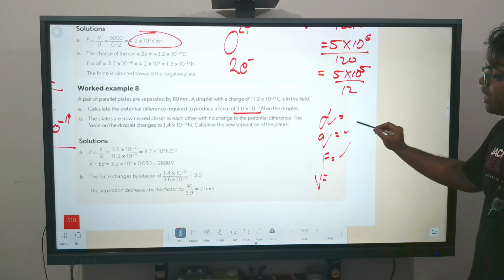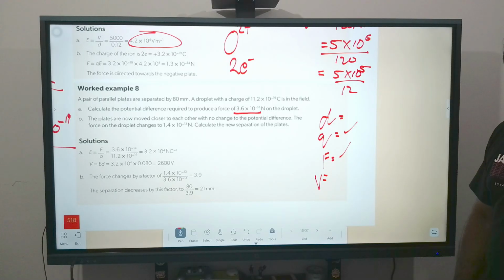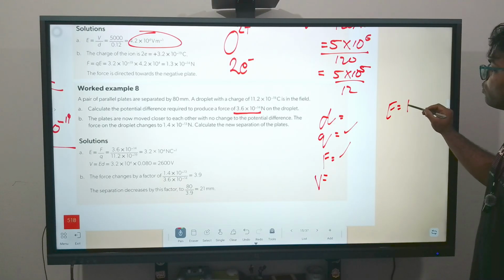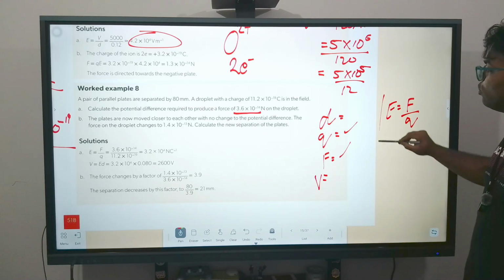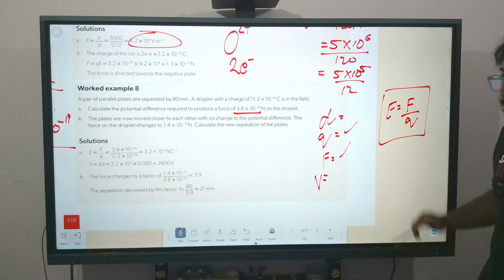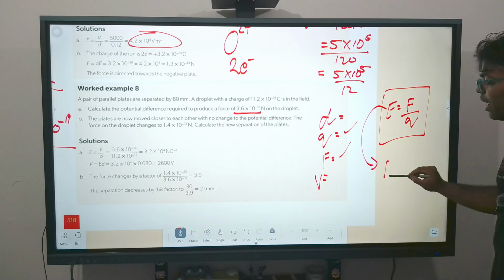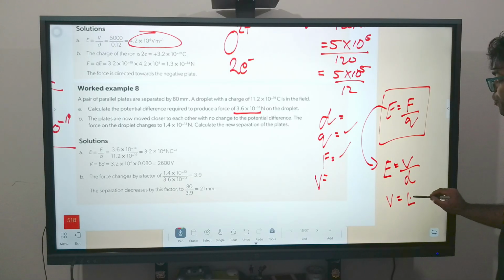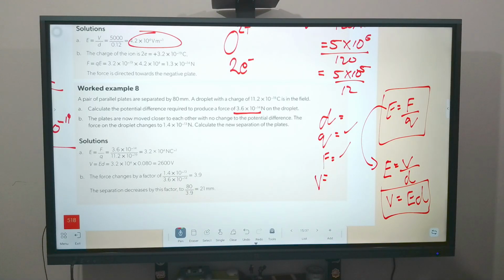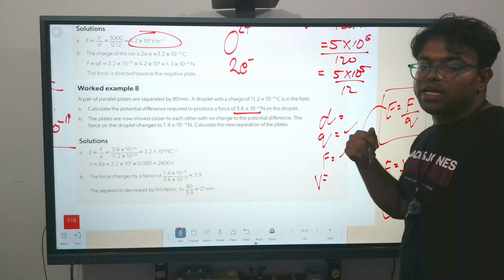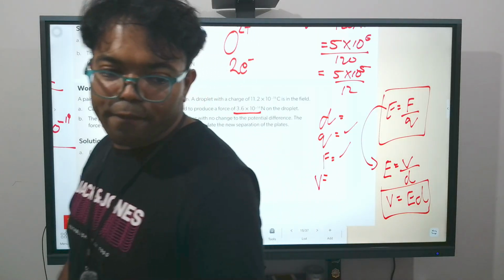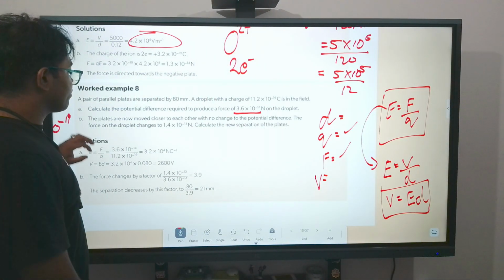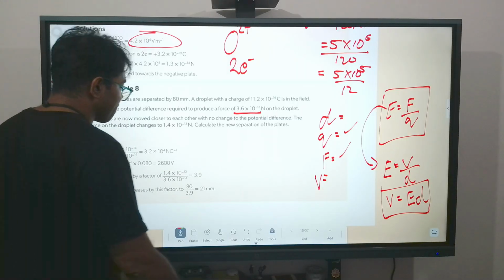Can I use force and charge to find the field? See, electric field is equal to force upon charge. You found the electric field. Using that electric field, can I use electric field is equal to volt upon distance? Therefore, volt is equal to electric field into distance. You understand the logic? From the force, you found the field. From the field, you will find the potential. Understood? Okay, let's move on.